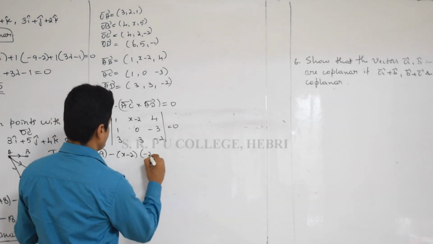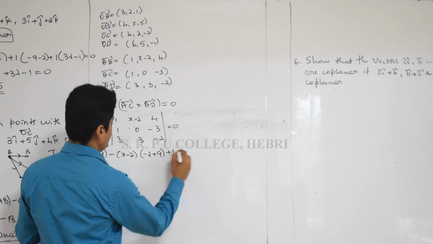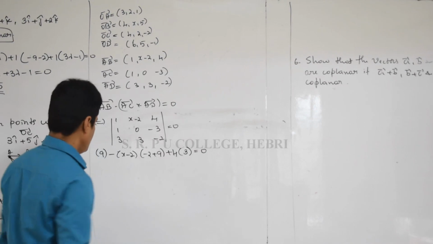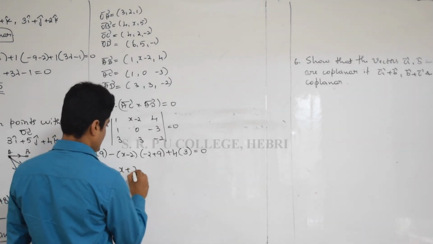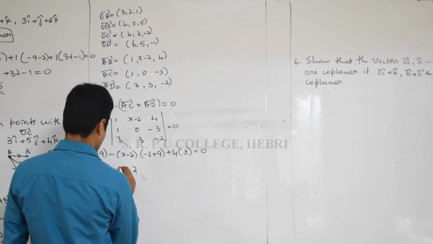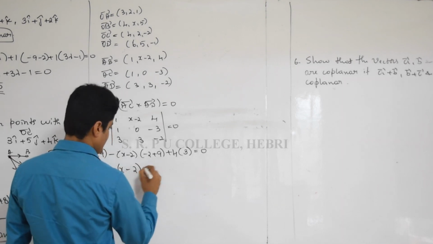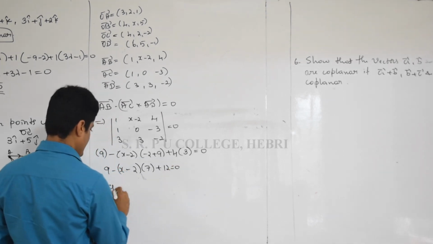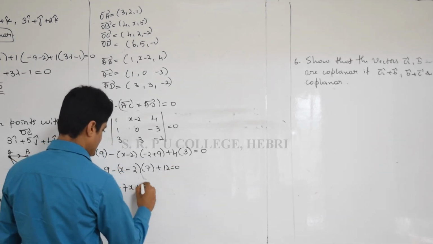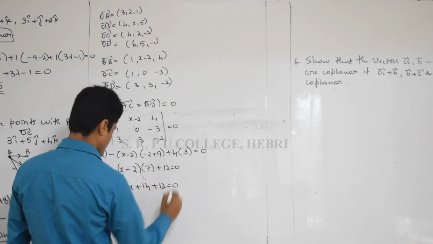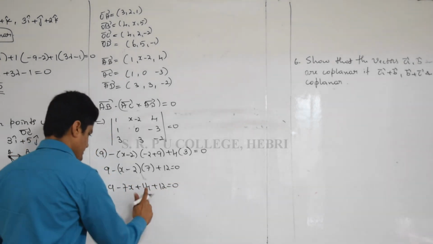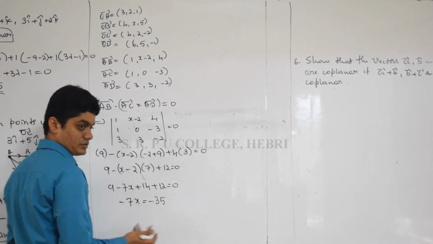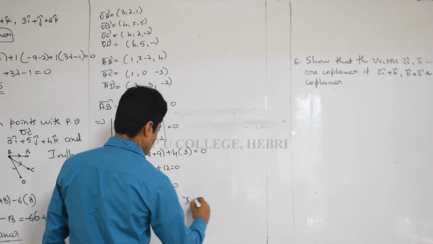Correct? Yeah, it's minus 2 plus 9 minus, okay, plus 4, 3 is equal to 0. So this is 9 minus x plus 2, sorry, let it be as it is here. Here it is 7x plus 12 is equal to 0. So it will be 9 minus 7x plus 14 plus 12 is equal to 0. So it's 26 minus 7x is equal to minus 35. So this implies x is equal to 5.